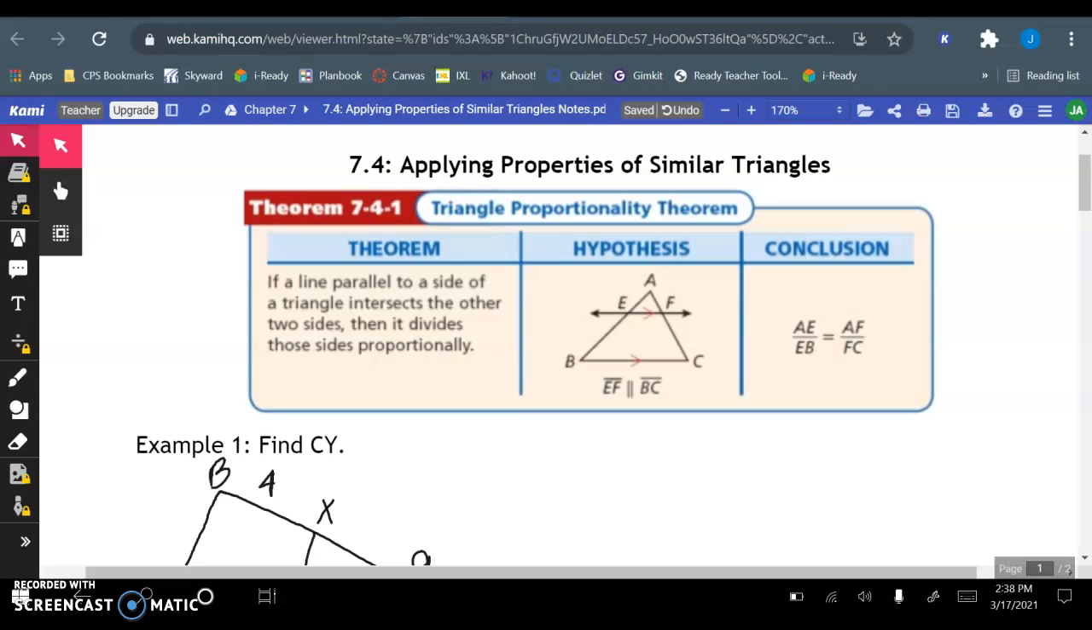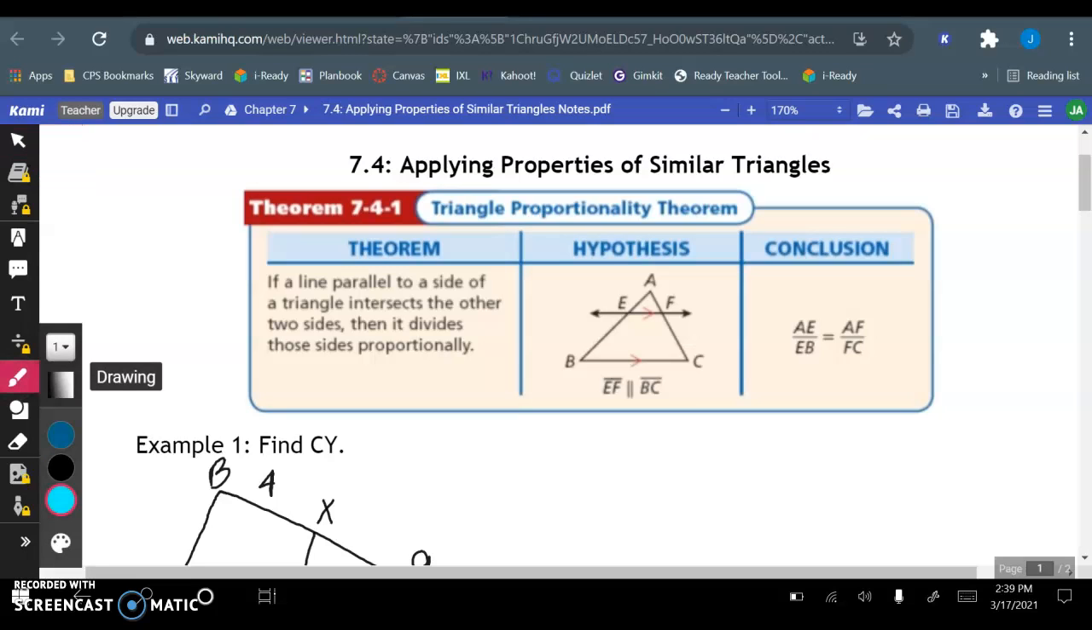For section 7.4, we are going to apply properties of similar triangles. And the first theorem that we have is called the triangle proportionality theorem. And that says if we have a line that's parallel to a side of a triangle and it intersects the other two sides, so in this case we're talking about the line going through EF here, it is parallel to the bottom and it's going through the other two sides of that triangle, then it divides those sides proportionately.